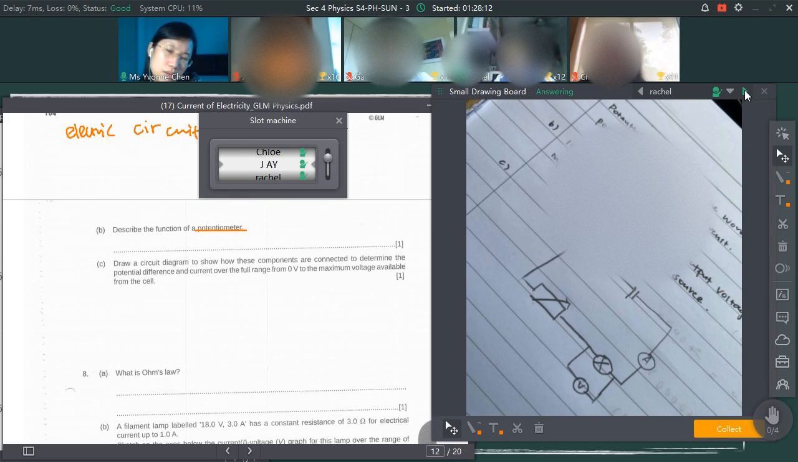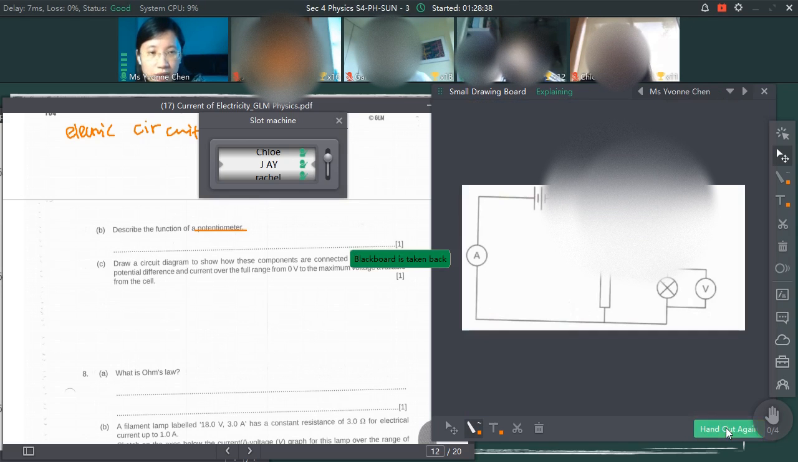Rachel, I don't think it is correct because your drawing will have 0 reading. Voltmeter must have some reading. Rachel, do you see in this connection there's some resistance value here, right? So the voltmeter reading equals current times R. So it will not be 0 at all.